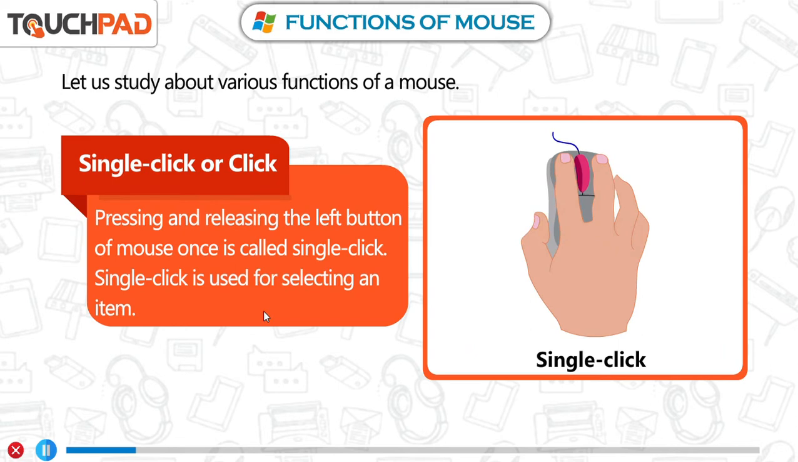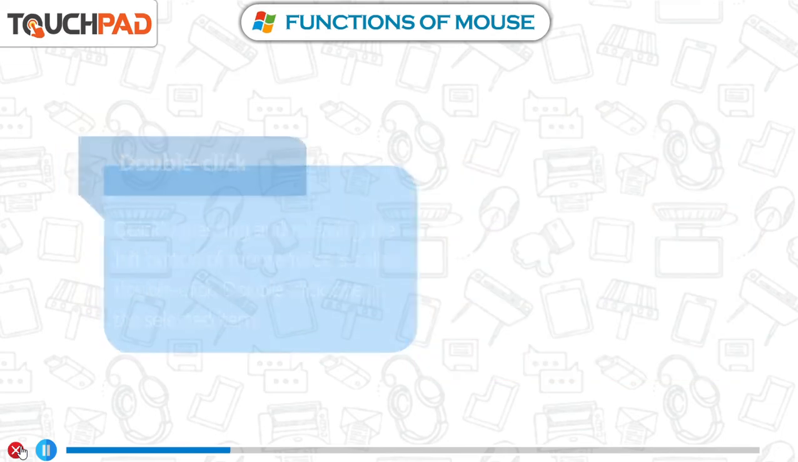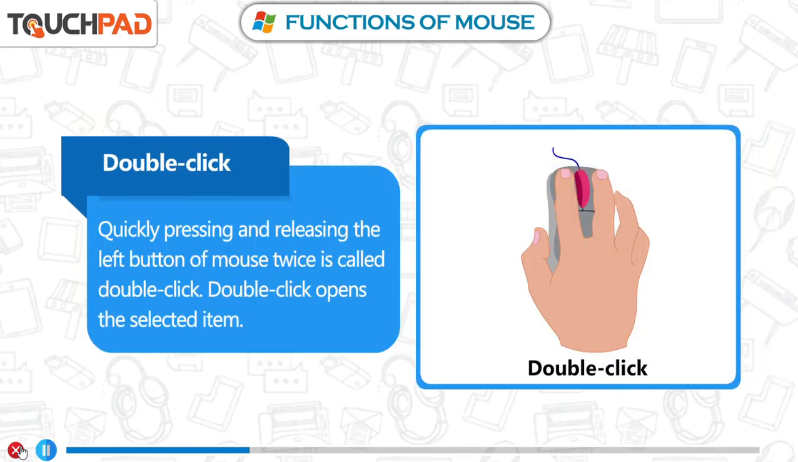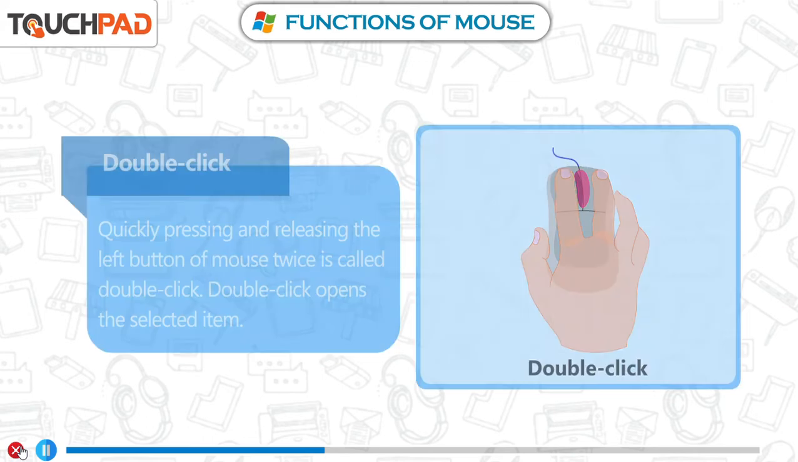Single click or click. Pressing and releasing the left button of mouse once is called single click. Single click is used for selecting an item. Double click. Quickly pressing and releasing the left button of mouse twice is called double click. Double click opens the selected item.